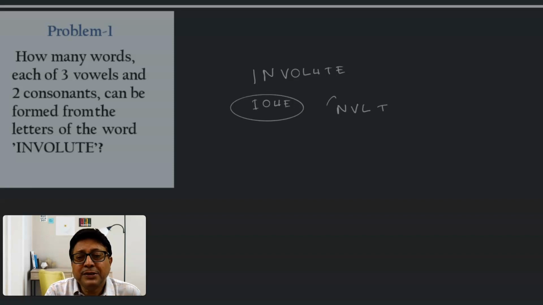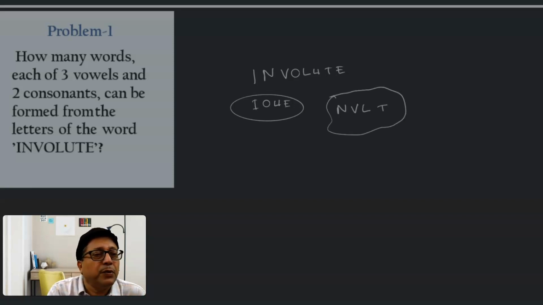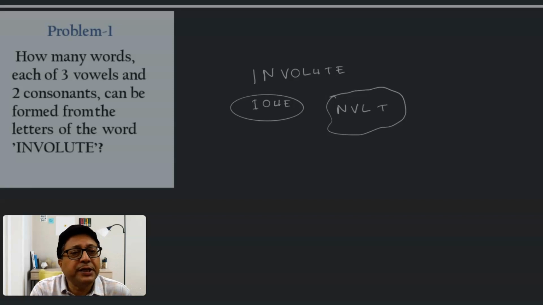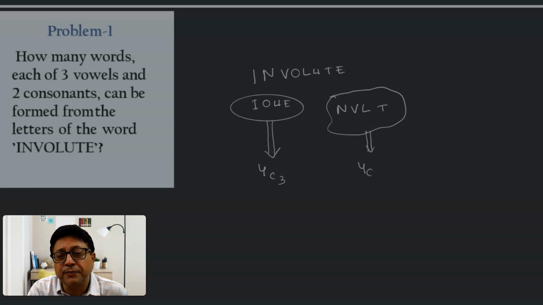So the problem is to form a word of 5 letters by taking 3 vowels and 2 consonants. You can see all these vowels are distinct, so you don't have to think much. You take 3 vowels from here, out of 4 can be selected in 4C3 ways. And out of these 4 consonants, 2 can be selected in 4C2 ways. So the total number of selections is going to be 4C3 into 4C2.